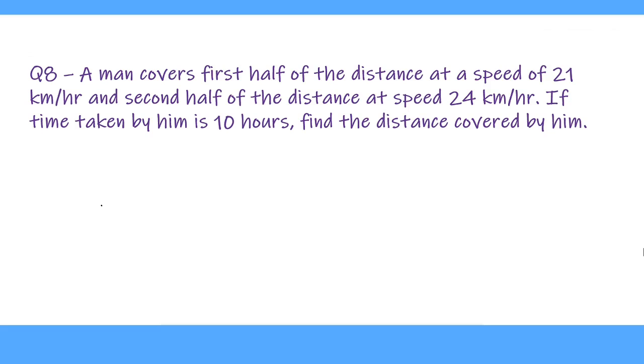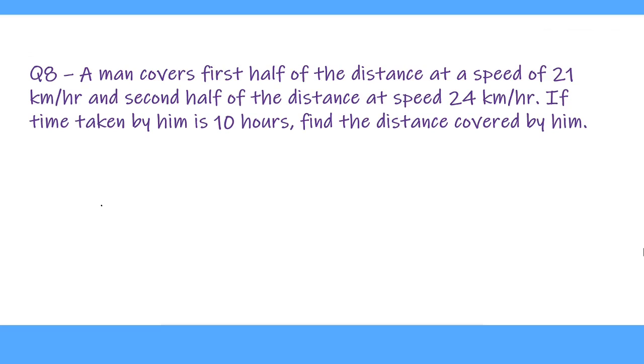We solve question 8. A man covers the first half of the distance at a speed of 21 km per hour and the second half of the distance at a speed of 24 km per hour. If the time taken by him is 10 hours, find the distance covered by him. Here the distance for both the speeds is the same. So we will first find out the average speed and then multiply it by time and we will get the distance covered by him.